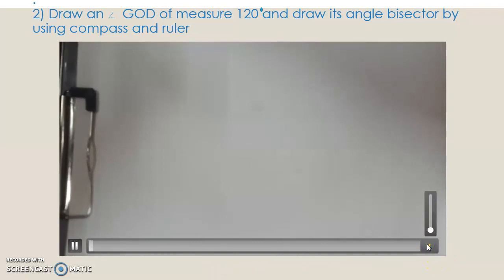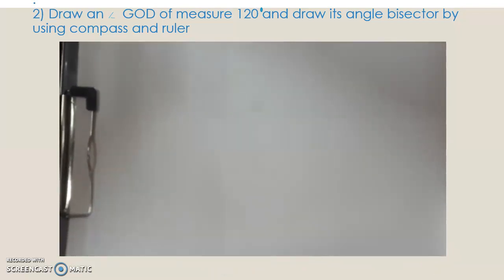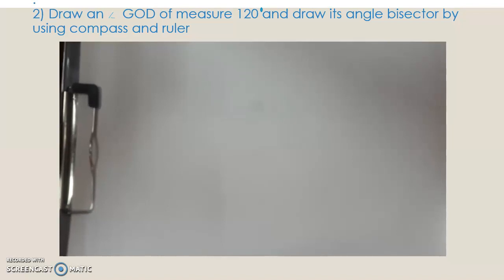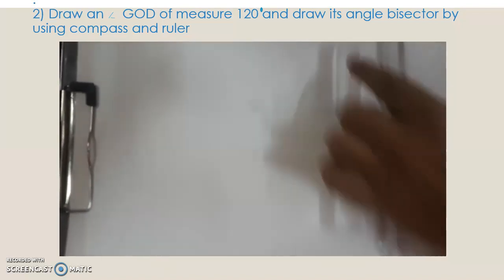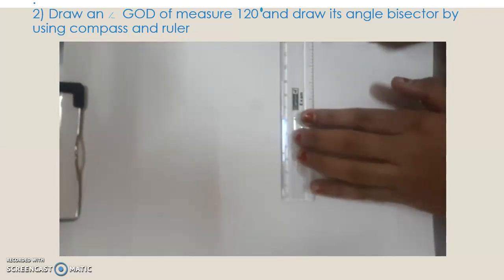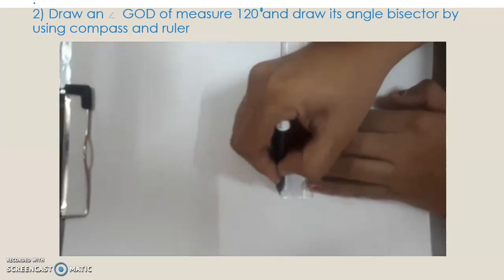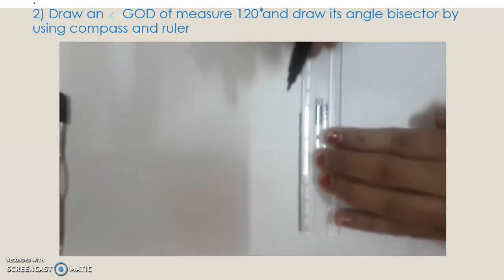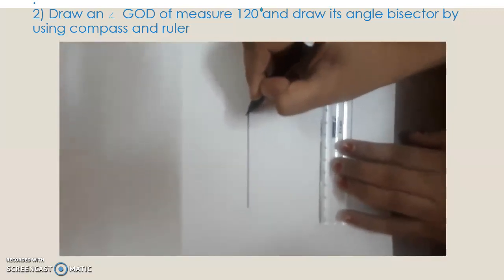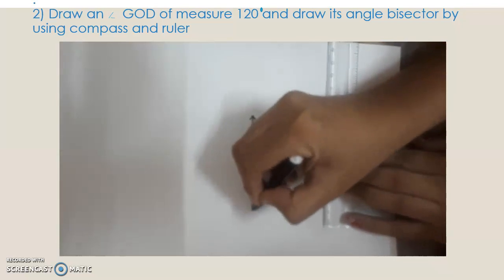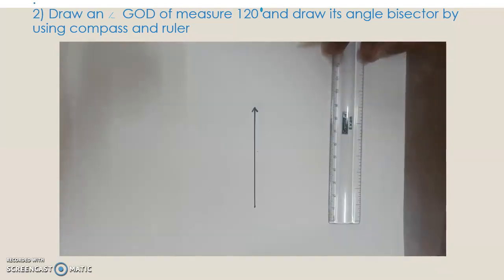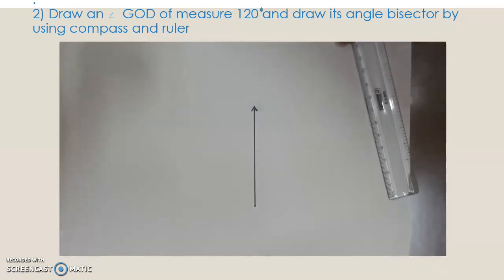Now our second question is to draw an angle GOD of measure 120 degrees and draw its angle bisector by using compass and ruler. So for this, first we will draw one ray by using a scale. As it is a ray, on one side we will give an arrow and on one side we will give a point. Now this point is nothing but the vertex of the angle.